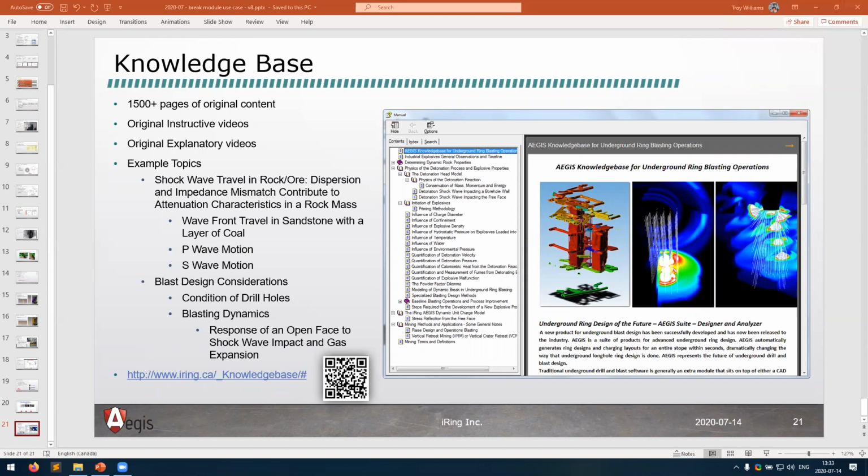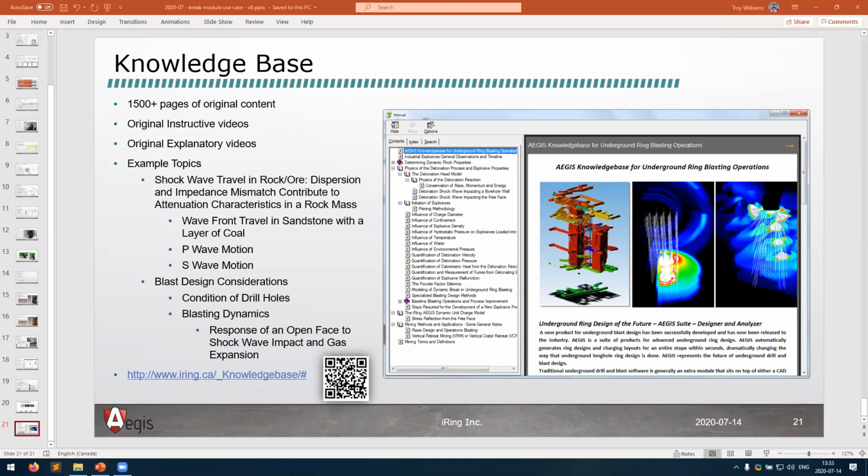Thank you for that. Another question: is there a possibility to have a trial of the Aegis blast design software? Yes, that's definitely possible. Just contact us and we'll set it up.